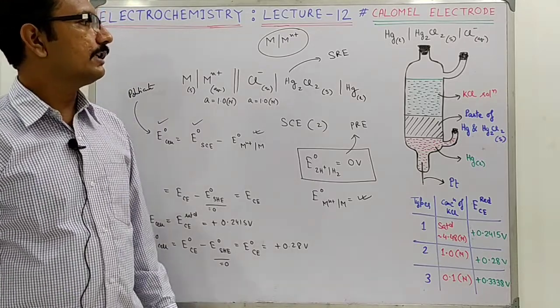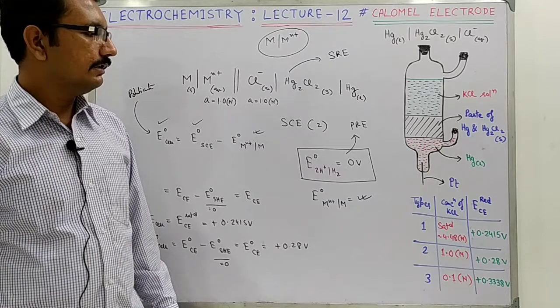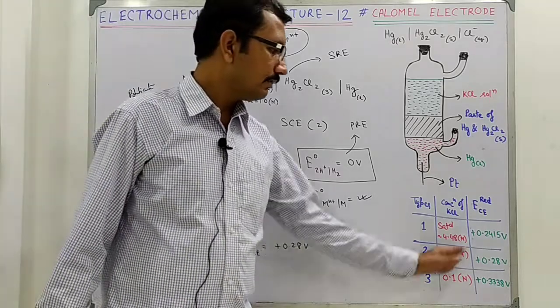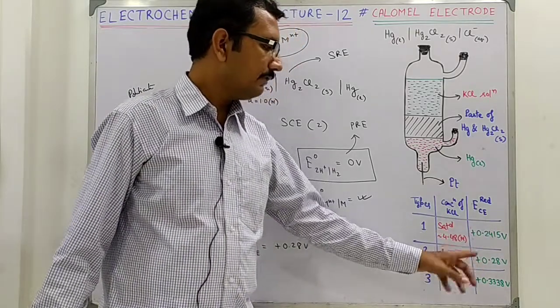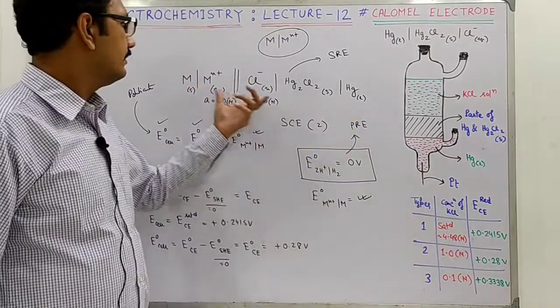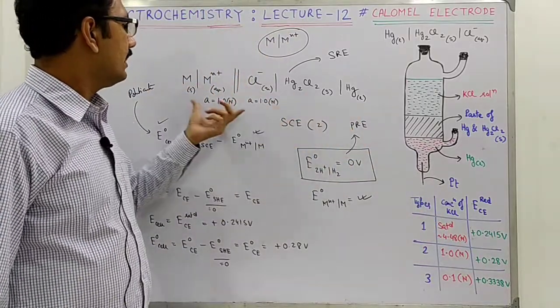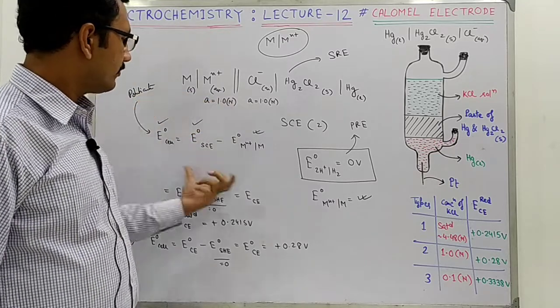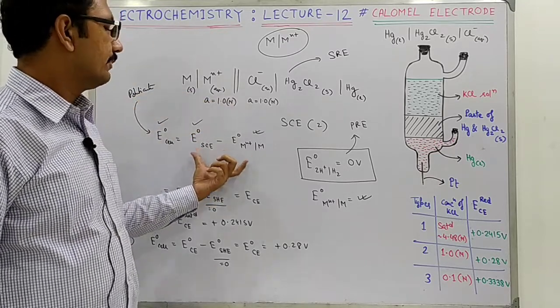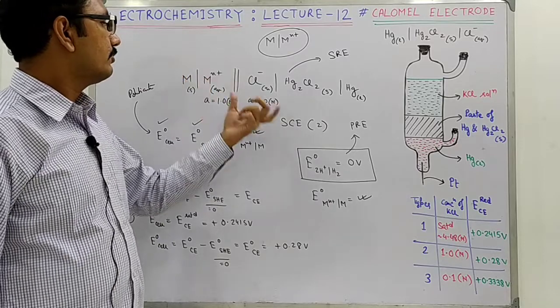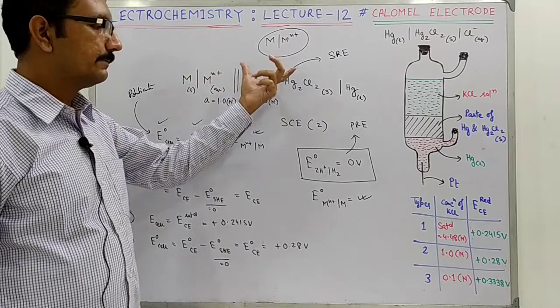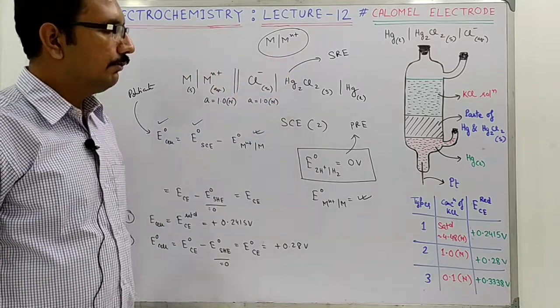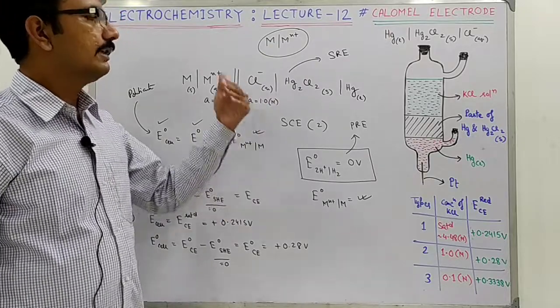So, that is all about the reference electrode, and these three values are known, and you can use these values. You connect the Calomel electrode with the unknown half cell, and using this procedure you can determine the value of the standard electrode potential of the unknown half cell. So, that is the way to use the Calomel electrode.